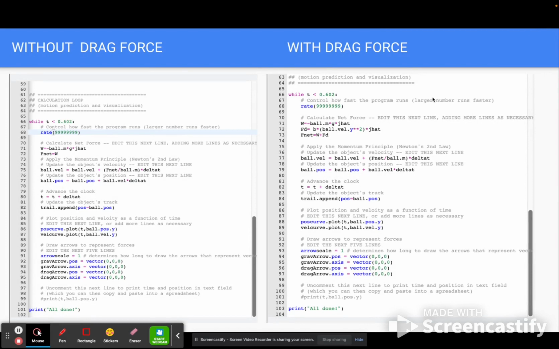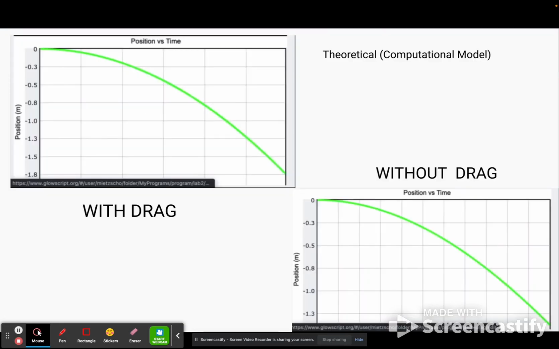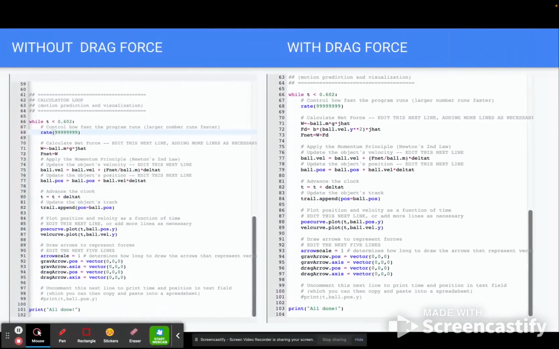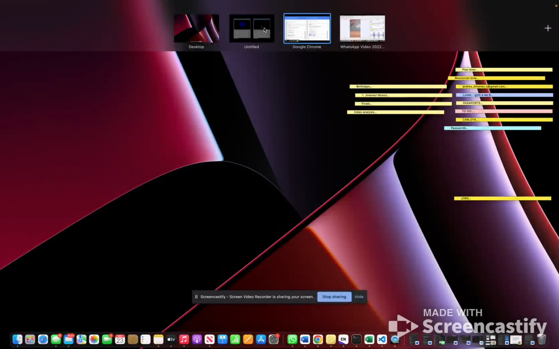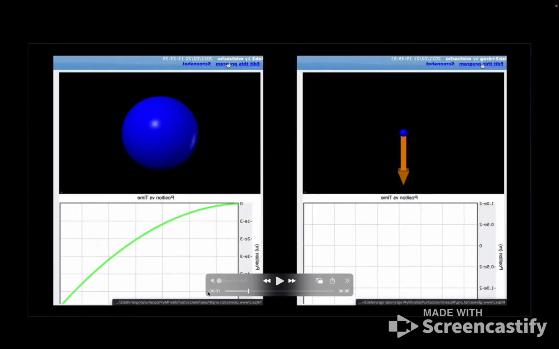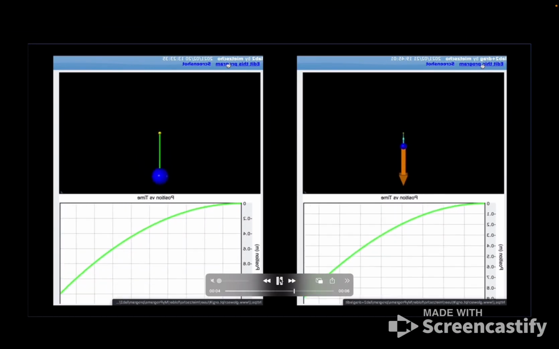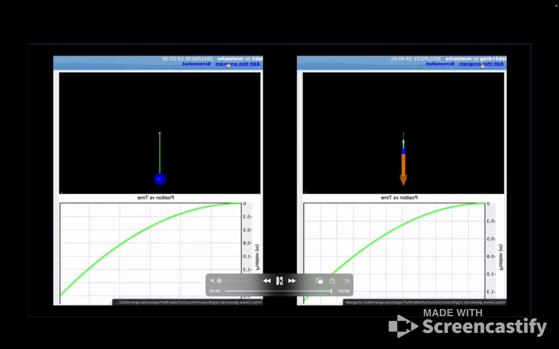When we compare our two models, the one that has a drag force and the one that doesn't, we can easily see that all the major points of the graphs are almost the same. Here we can see the computational model that was made with GlowScript. And when comparing these graphs, we can easily see that all the major points of the graph are almost the same. However, there could have been a slight error.